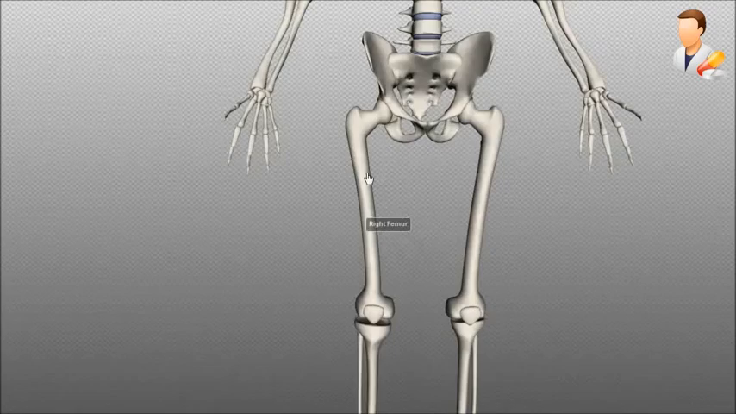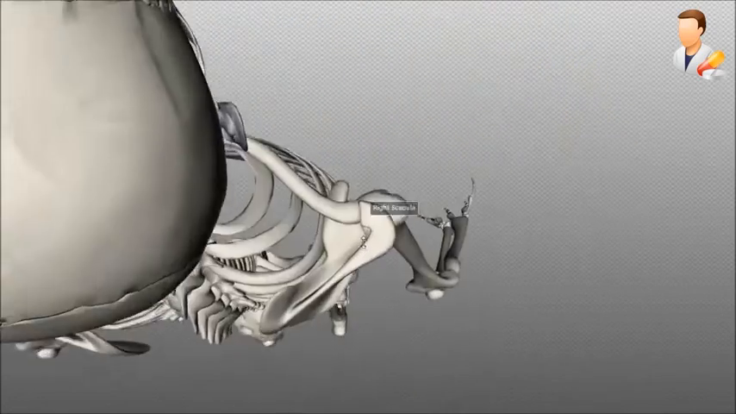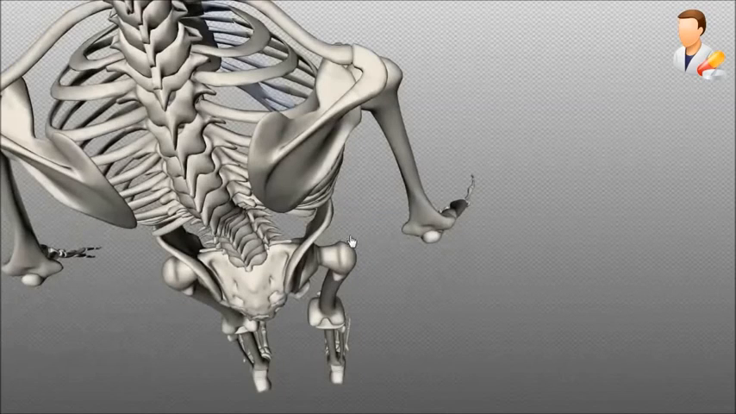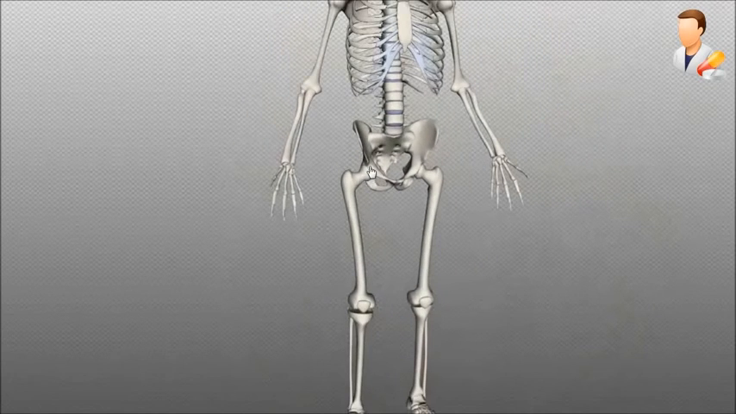And then you get medial and lateral rotation. So medial rotation would be rotating the femur inwards, and lateral rotation or external rotation is rotating the femur outwards. So you get these movements at the hip joint.